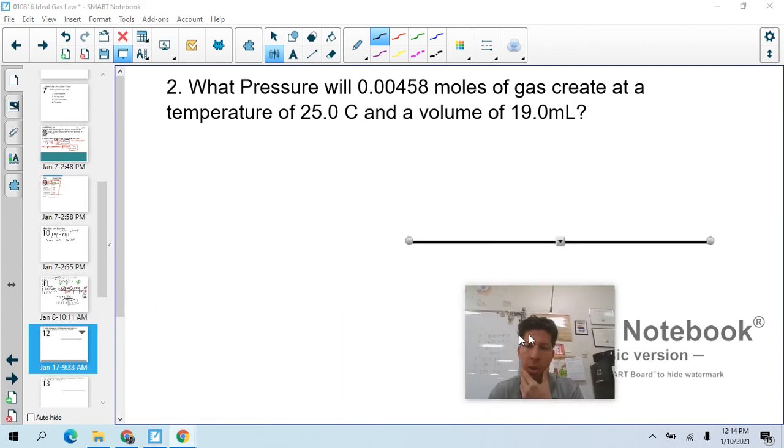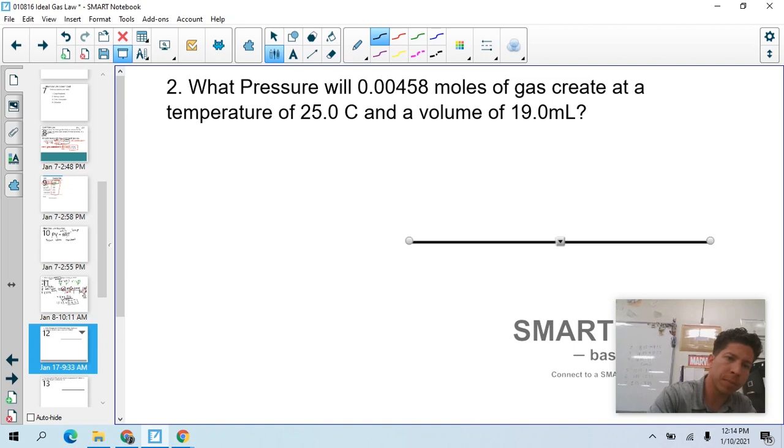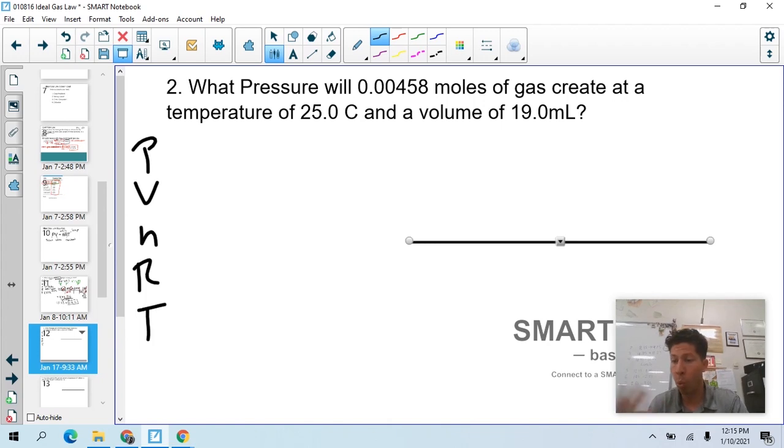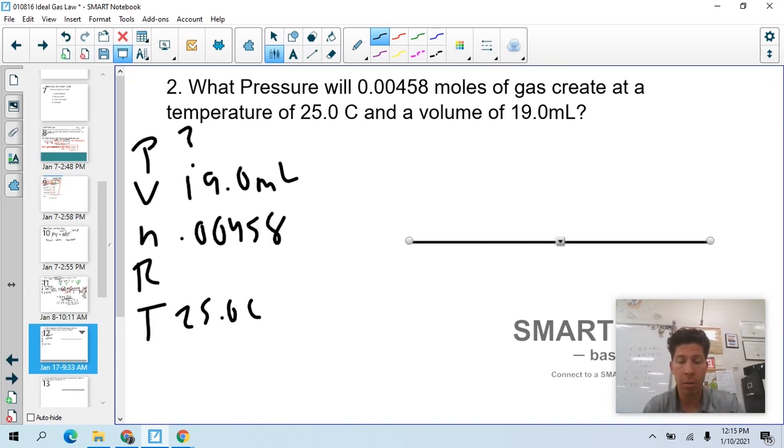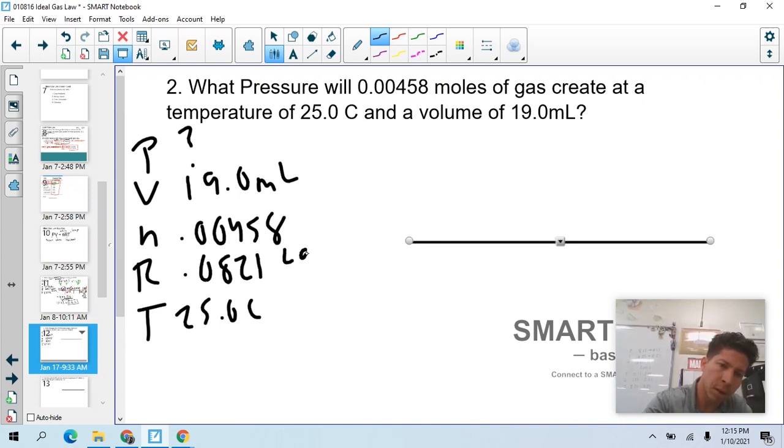All right, so I'm using the ideal gas law, so let's go ahead and set that up. PV = nRT, and it's asking me for pressure. What pressure? So let's put a question mark there. They gave me moles, so moles is 0.00458. Temperature is 25 Celsius, and volume is 19.0 milliliters, right? They didn't give us R. That's okay, because R is a constant, right? R is 0.0821 liters atm over moles Kelvin.